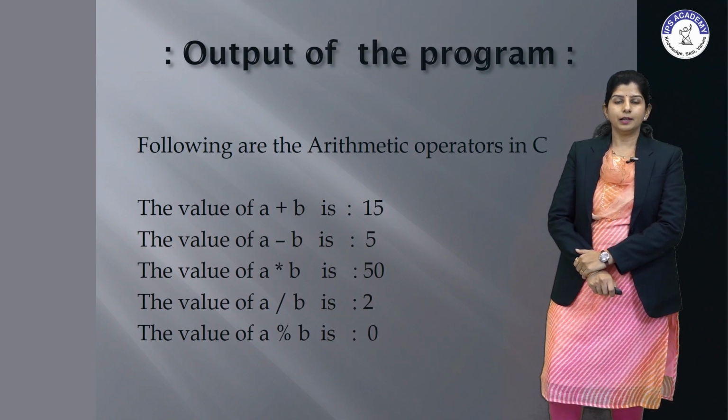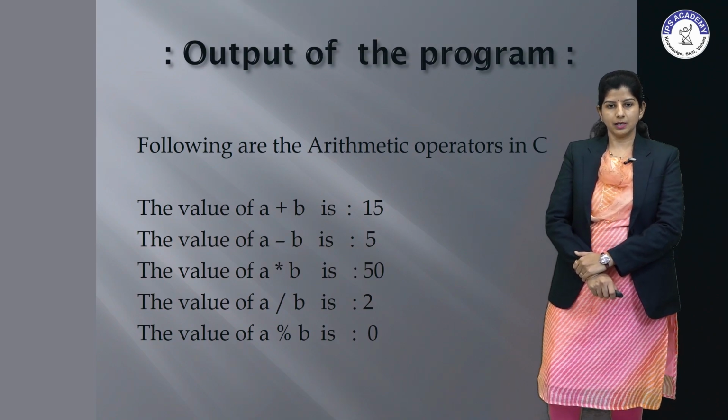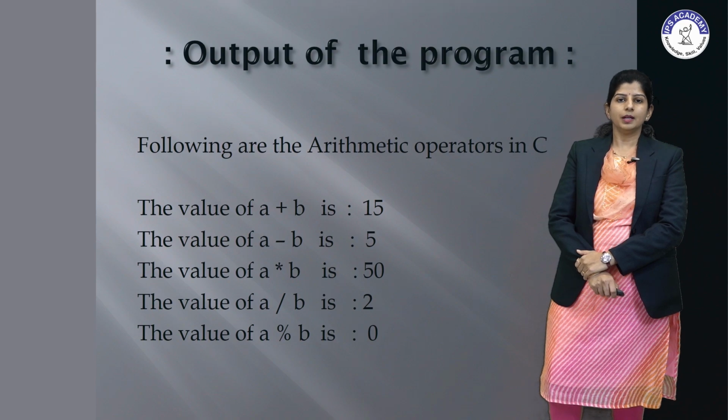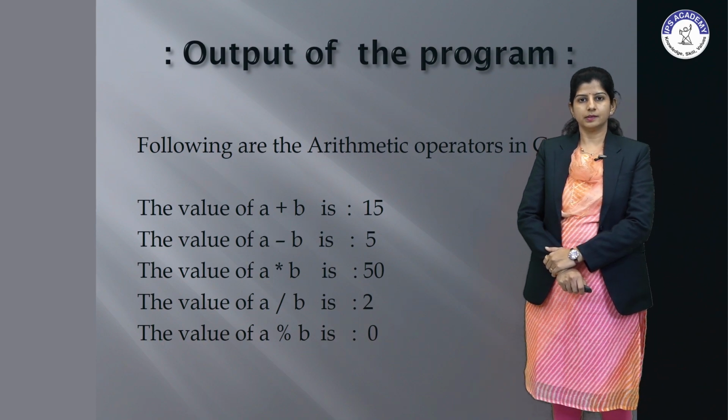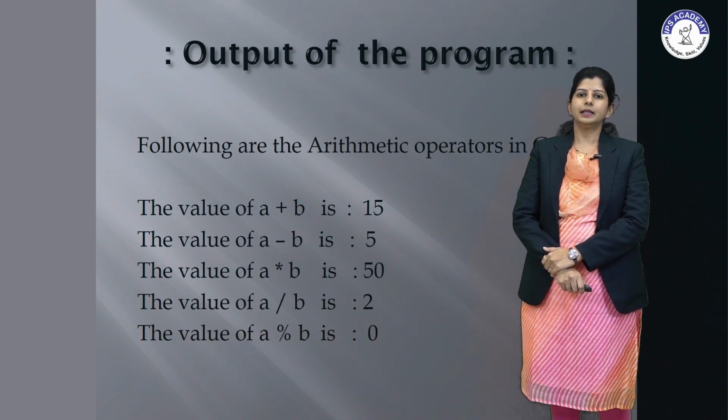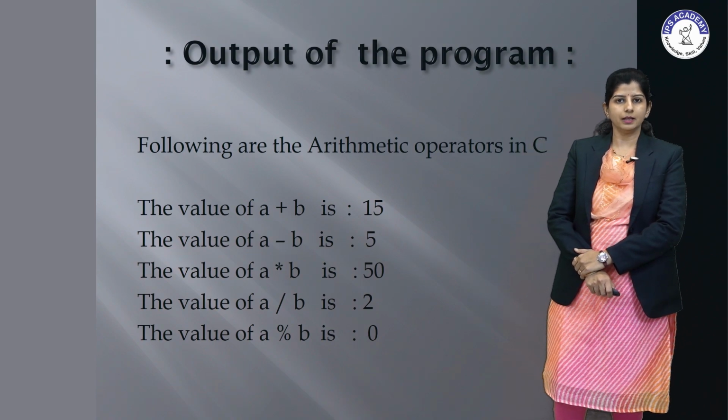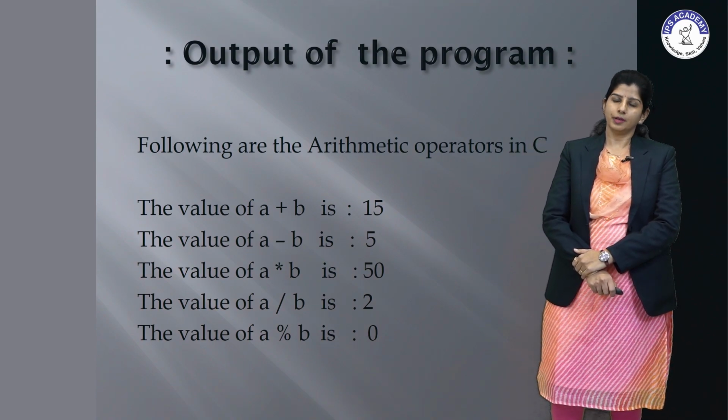Next one is the value of A modulus B, which is 0, because when we divide 10 by 5 we get the remainder 0, since 10 is completely divisible by 5. This operator helps us get the remainder from our variables.